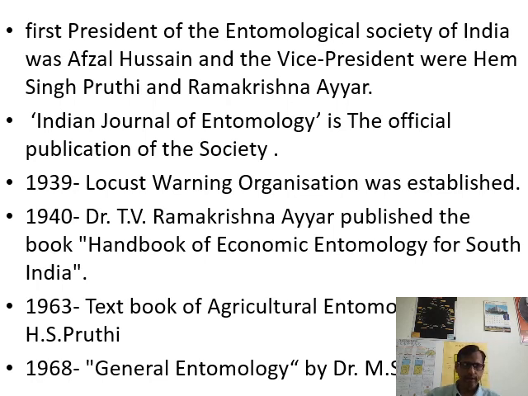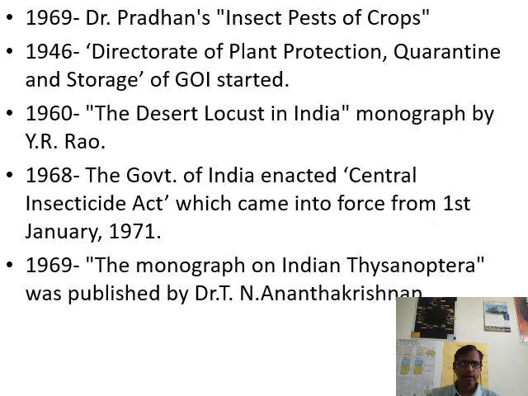In 1939, Locust Warning Organization was established. In 1940, Dr. T.V. Ramakrishna Iyer published the Handbook of Economic Entomology for South India. In 1946, Directorate of Plant Protection, Quarantine and Storage was started by the Government of India. In 1960, The Desert Locust in India, a monograph by Rao.